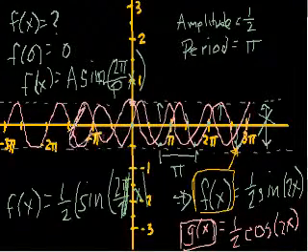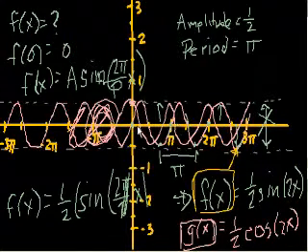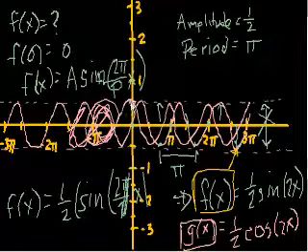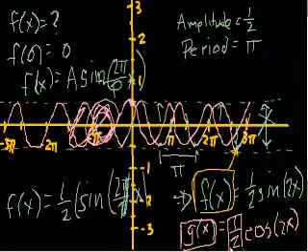Ignore this side. But if you look at this side, the important thing to realize is that it intersects the y-axis at not 1, but 1/2. And the reason it doesn't intersect at 1, even though cosine of 0 is 1, is because we have this 1/2 times the cosine function.